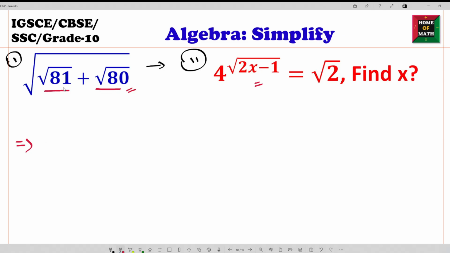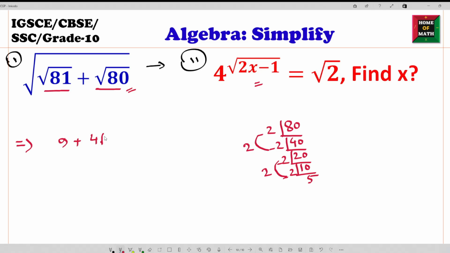First, this 81 we can write as 9, plus this 80, if we make a prime factorization. First 2, here is 40, then divide by 2, 20, divide by 2, 10, divide by 2, 5. So here are four 2's. For these 2's we can take one 2, and for these 2's we can take another 2. So we can write 4 root 5 for this 80.